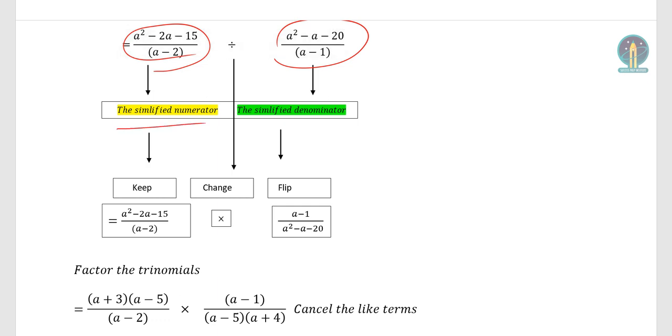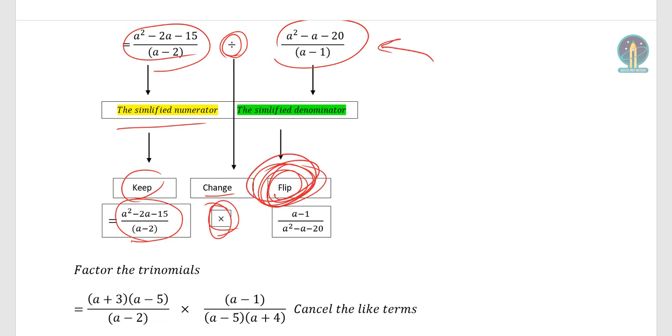So simplified numerator we keep, okay, as is. Since we have a division, we change it to a multiplication. Simplified denominator of the initial expression gets flipped, because we changed the division to multiplication, so we flip this, the new denominator. So instead of a squared minus a minus 20 over a minus 1, we'll have a minus 1 divided by a squared minus a minus 20. Okay, so now we have this expression times this expression.